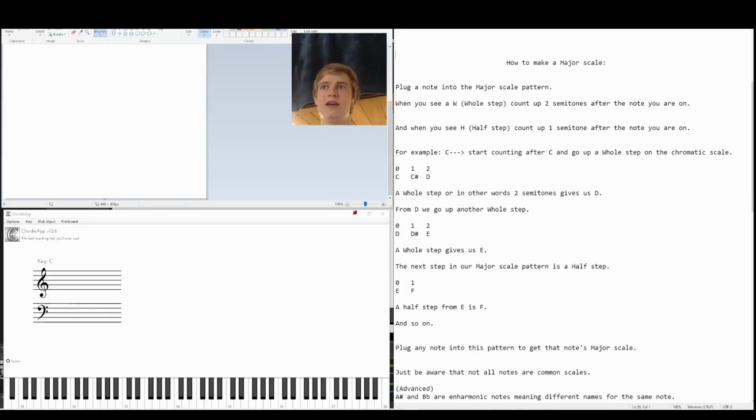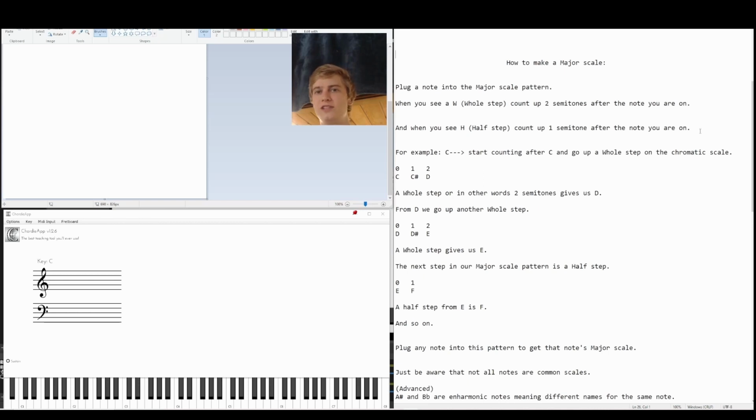How to make a major scale. So the rule here is you plug a note into the major scale pattern we just looked at. When you see a whole step, you count up 2 semitones after the note you are on. And when you see a half step, you count up 1 semitone after the note you are on.